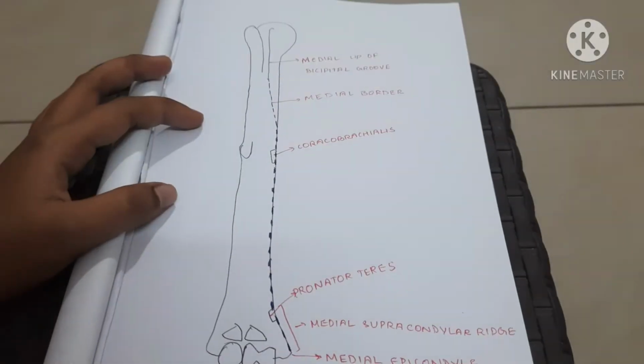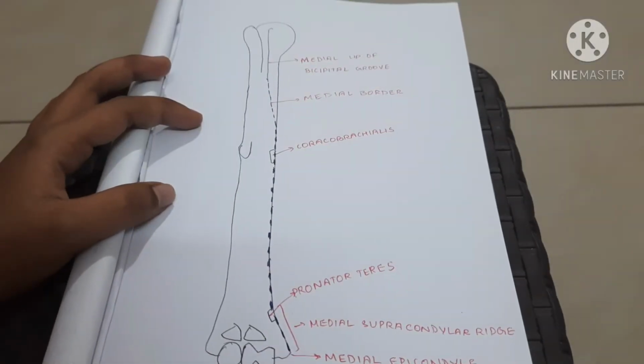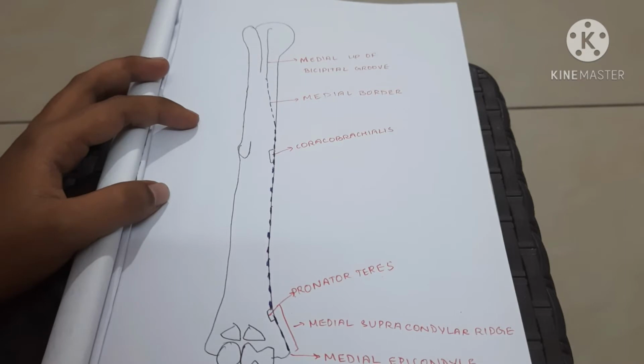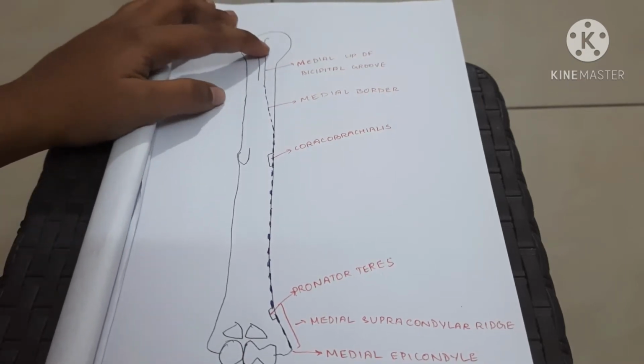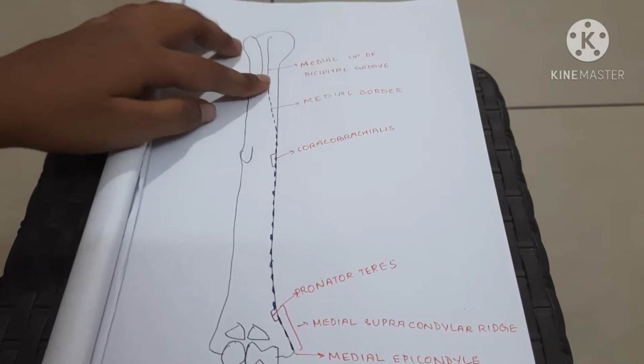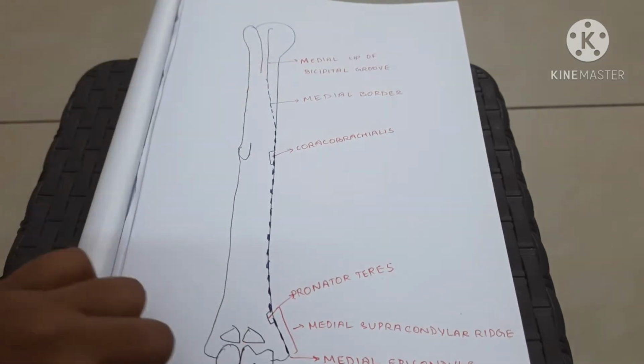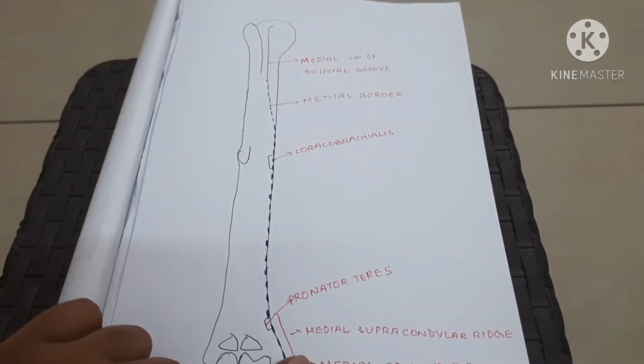So this is the anterior aspect of the right humerus and we are going to determine where the medial border is. The medial lip of the bicipital groove is where the medial border starts, and it goes along and ends at the medial epicondyle.